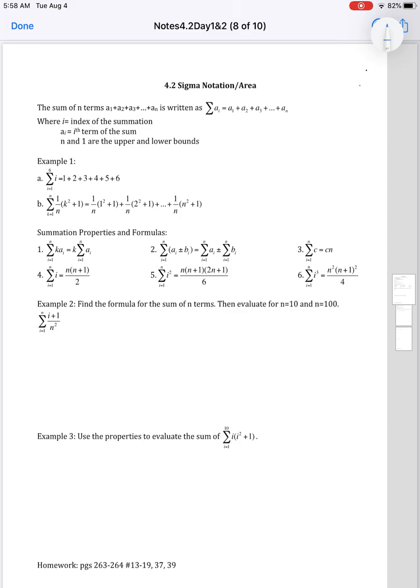So 4.2, this is like the weird section in the chapter, and it's going to be treated by itself. So this first part of 4.2 is going to go over something called sigma notation, which is a new symbol for many of you.